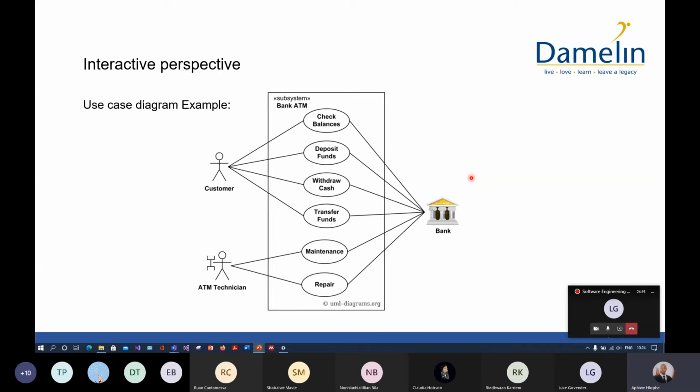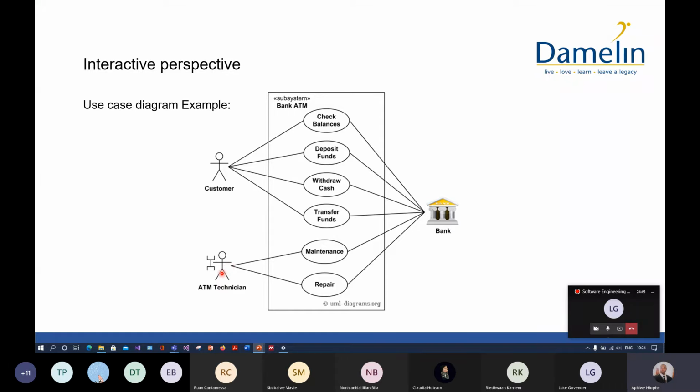In this particular case, we're talking about a bank. So the bank itself, the people, the administrators and so forth, the people that work at the bank, they will be the internal actor of the system because they're in charge of the administrative tasks. Then we also have the external actors, which is your customers and the people that service the ATM.